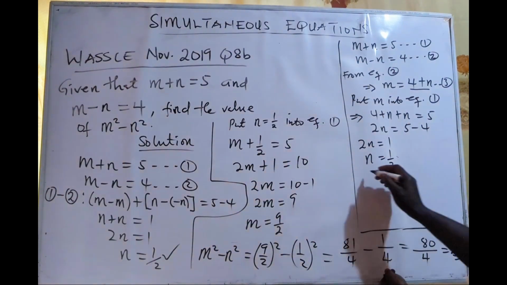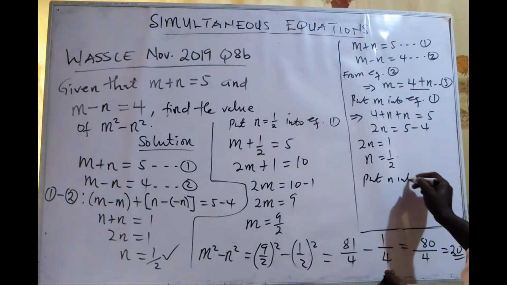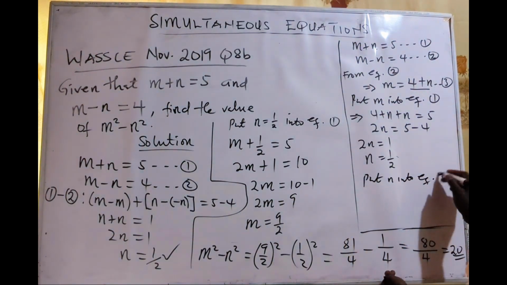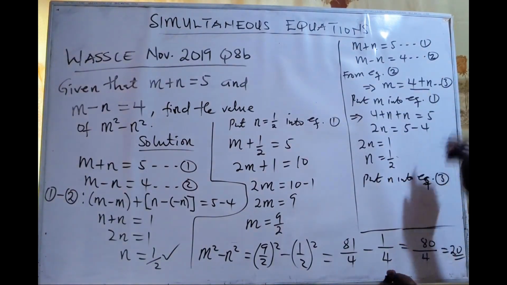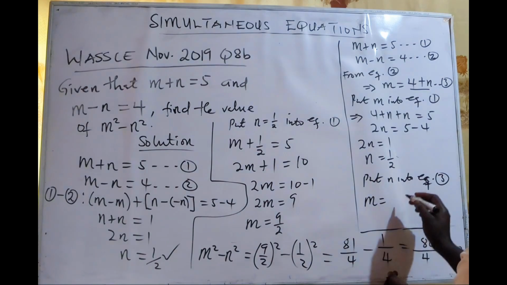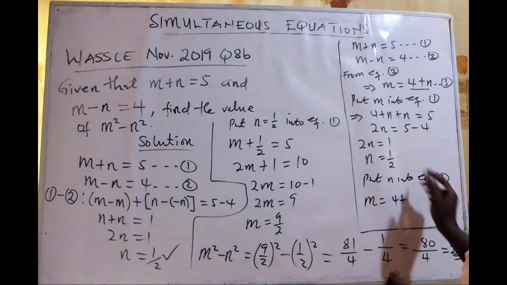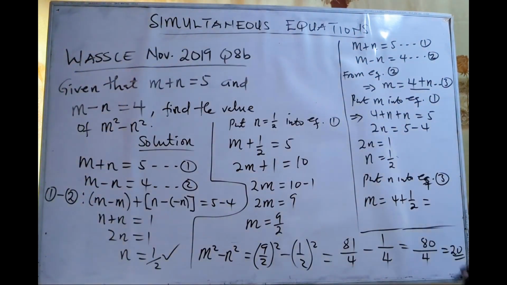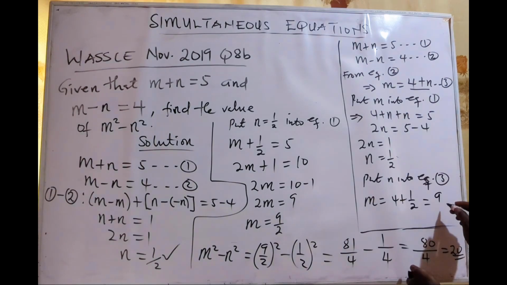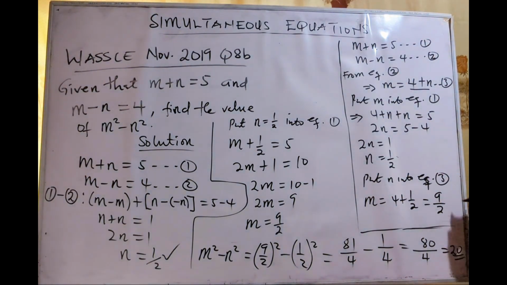So let me say put n into equation 3. So my m will be equal to 4 plus 1 over 2. And what will be 4 plus 1 over 2? 4 plus 1 over 2 is going to give me 9 on 2. That is 4 plus 1 over 2. Okay, so this is my answer.